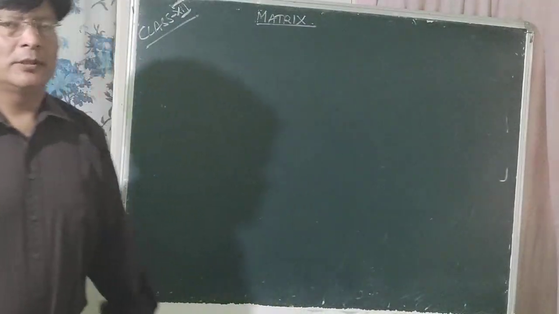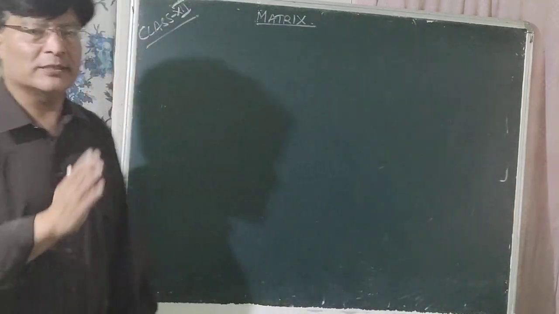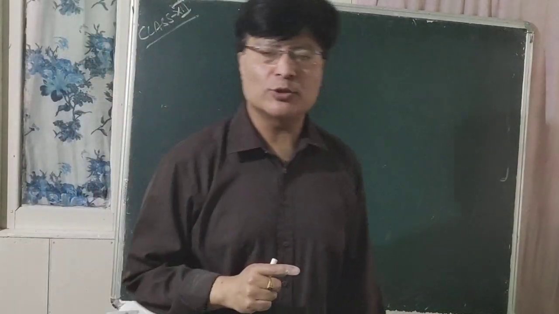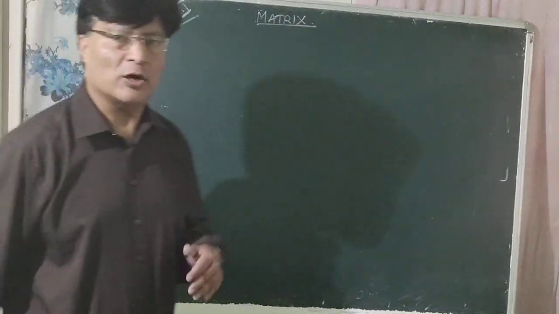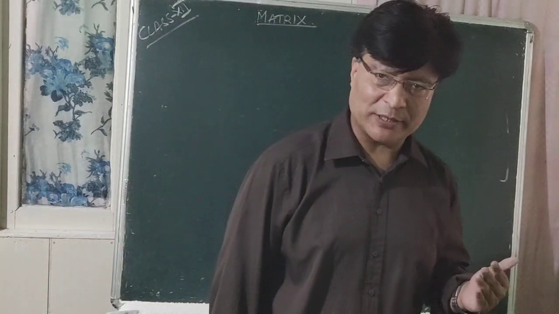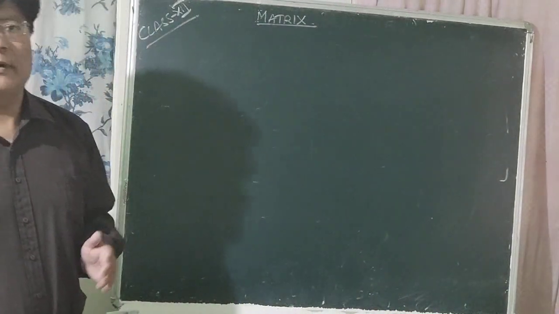Hello students. Today I am doing class for class 12 science. The topic is the same topic, that is matrix. In the last online class also we were doing the same topic, and we discussed the theoretical part of matrix. How can we define matrix and what are the types of matrices?